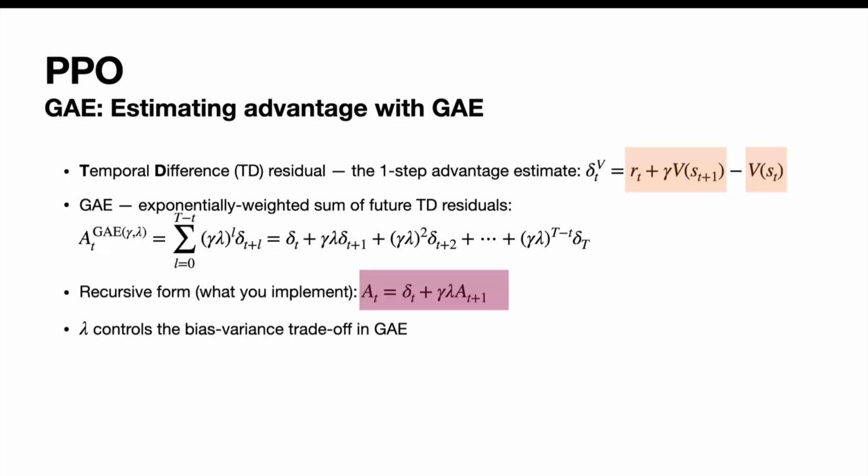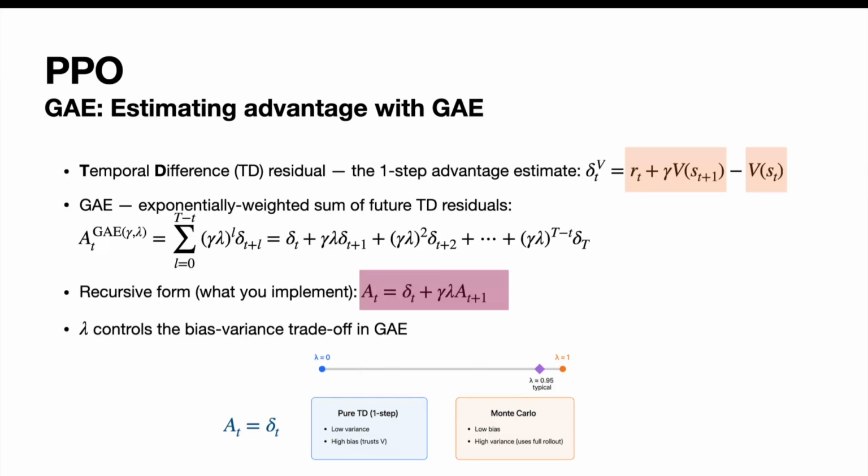Here, lambda controls the bias-variance trade-off. When lambda equals 0, GAE becomes pure one-step TD estimation. This has lower variance but higher bias because it only looks one step ahead. When lambda equals 1, GAE becomes closer to Monte Carlo estimation. This has lower bias because it uses the full rollout, but higher variance because the estimate depends on many sampled future rewards. In practice, lambda is often set to a value like 0.95, which gives a balance between bias and variance.